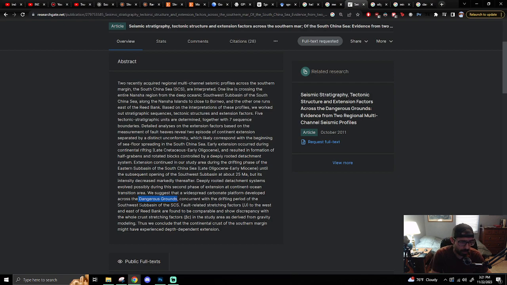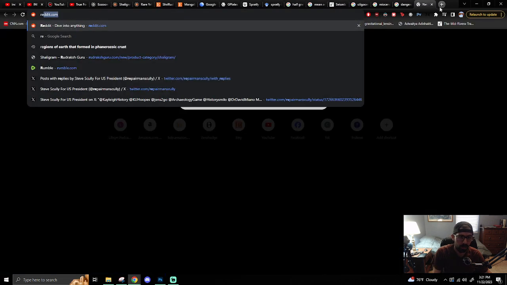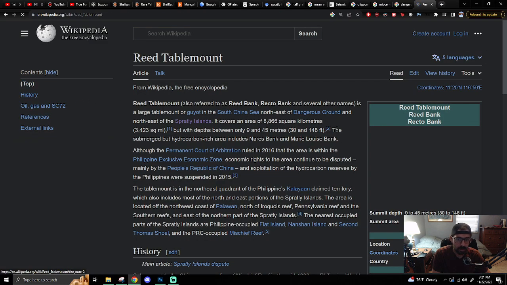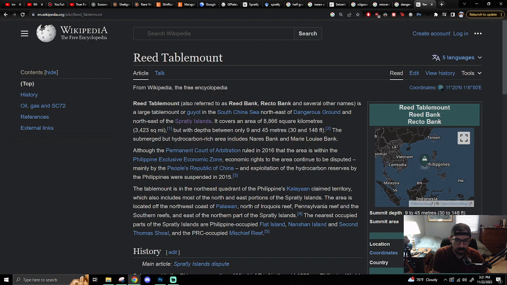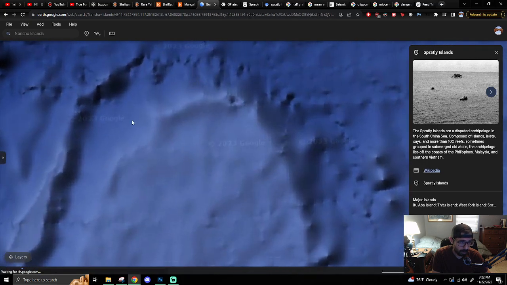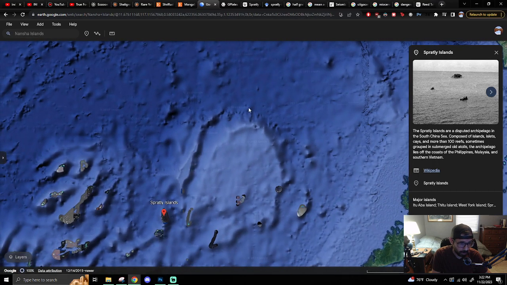Concurrent with the drifting period of the southwest subbasin of the South China Sea, fault-related stretching factors to the west and east of Reed Bank are found to be comparable and show discrepancy with the whole crust stretching factors. Let's see, Reed Bank, Spratly. Reed Bank, Reed Table Mount. Okay, so is a guyot. Presumably this, then this. So it looks like it even has a shape like a current one around it.